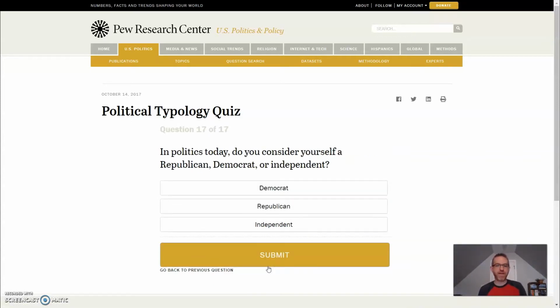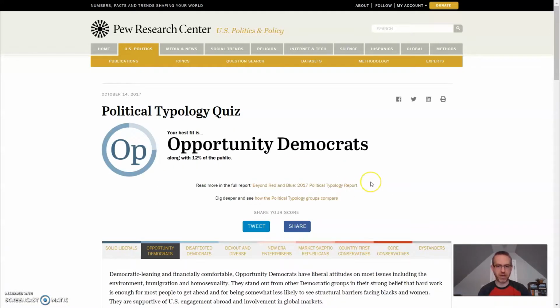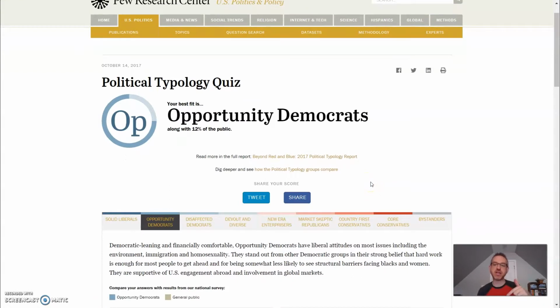Last one. In politics today, would you consider yourself Republican, Democrat, or independent? And again, I am just clicking the top thing so you don't have to freak out about me. I will say, if you click independent, it makes you say, well, which one do you lean more towards? Left-leaning or right-leaning?